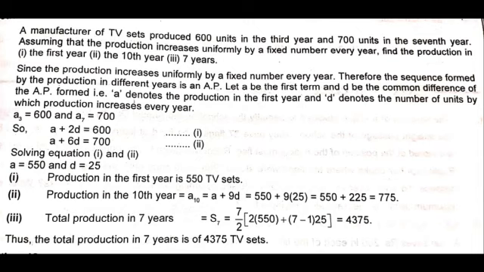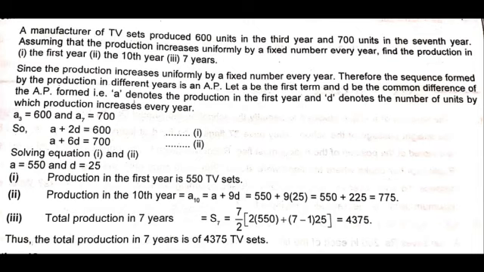You can consider this as a linear equation in two variables and solve it to find the values of A and D. Here I have calculated for you. Here A is equal to 550 and D is equal to 25. The production in the first year, which we are supposed to calculate, is 550 TV sets.